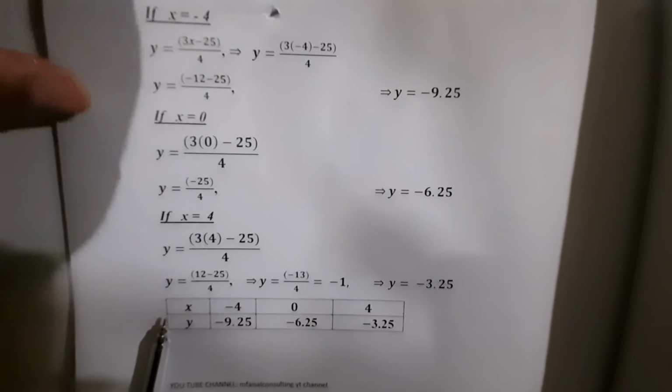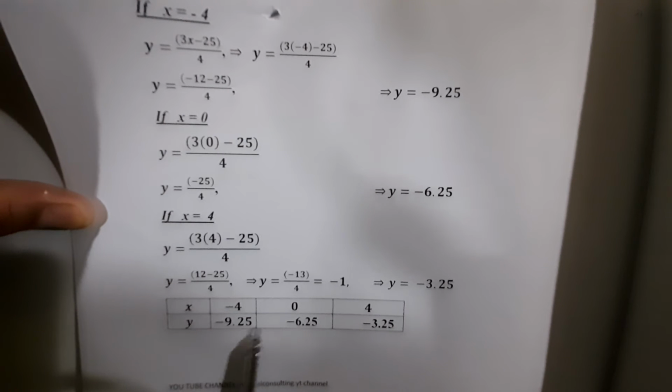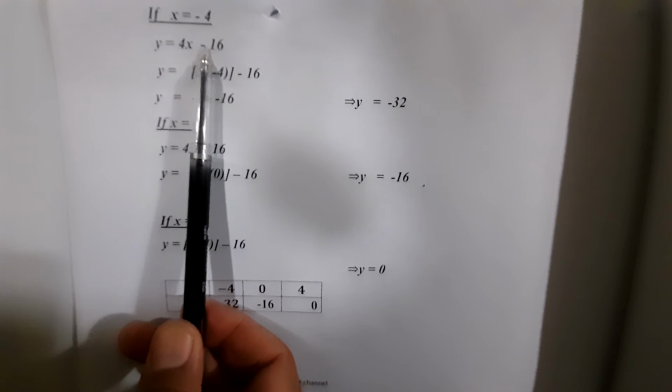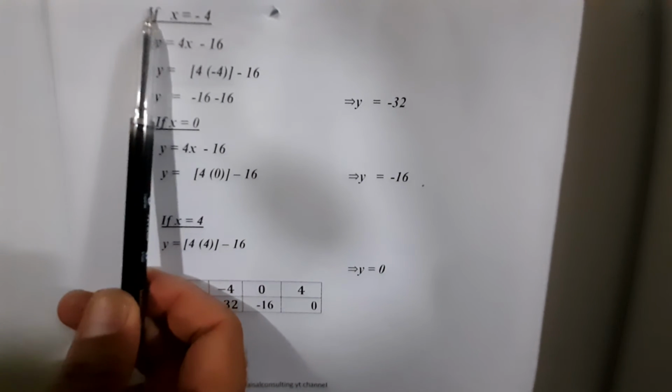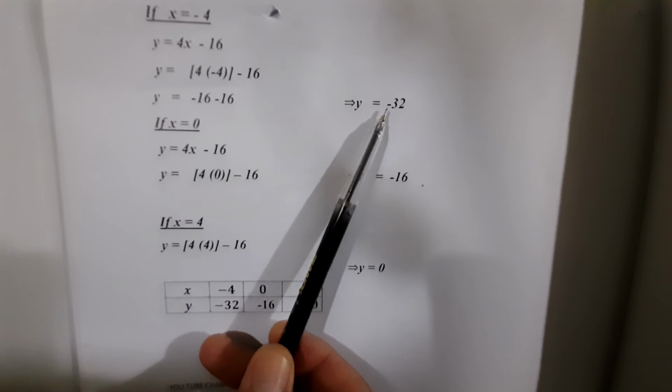So, we will be completing our table, that is when x was minus 4, y was minus 9.25; x was 0, y was minus 6.25; x was 4, y was minus 3.25. Second equation, y is equal to 4x minus 16. So if x is equal to minus 4, y is equal to 4 into minus 4, minus 16, minus 16 minus 16 is minus 32.